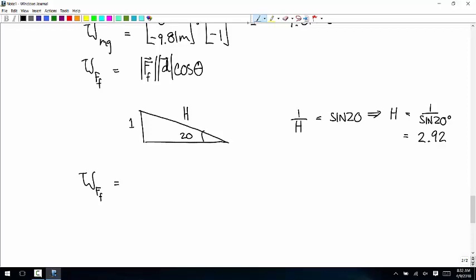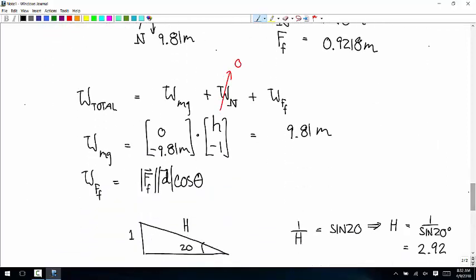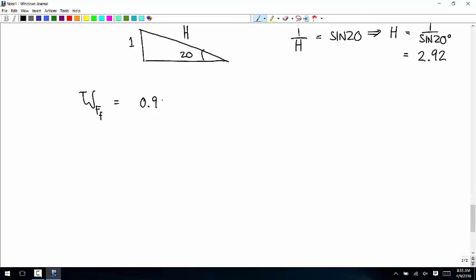So the work done by the force of friction is, what's the magnitude of F_f? That's what we just calculated, 0.9218 m. And then the magnitude of the displacement is the distance traveled. That's 2.92. And then that's multiplied by the cosine of the angle between those.